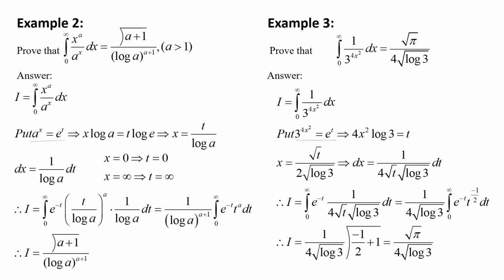See the next example. To prove that the integral from 0 to infinity of x raised to a upon a raised to x is equal to gamma of a plus 1 divided by log a raised to a plus 1. The restriction is a must be greater than 1. Since the limit is from 0 to infinity, x raised to a and a raised to x. So what our aim is, x raised to some power is already existing.